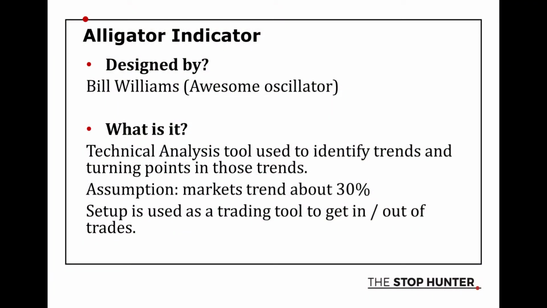So the Alligator indicator was designed by a guy called Bill Williams, who was also the architect of the Awesome Oscillator. And if you want to learn about the Awesome Oscillator, I'll put a link to that at the end of this video. But what is the Alligator indicator? It's a simple technical analysis tool used to identify trends and turning points in those trends. And his assumption is that the market trends for about 30% of the time, which is pretty spot on. So it's really about capturing that moment when it moves into that 30%.